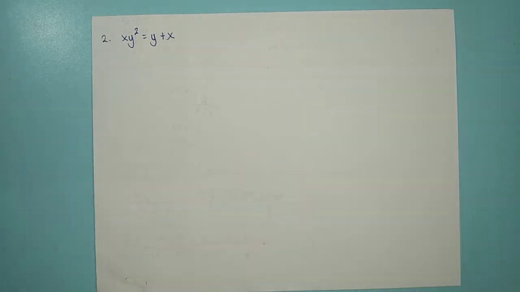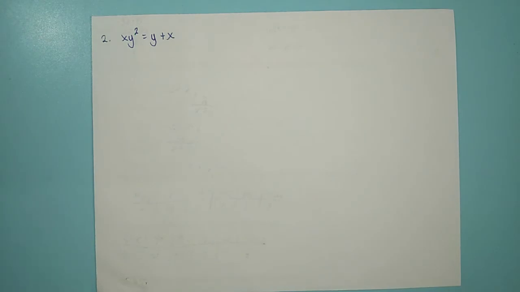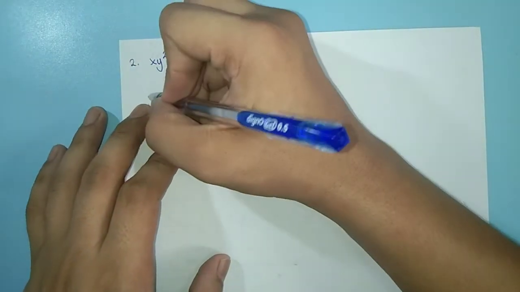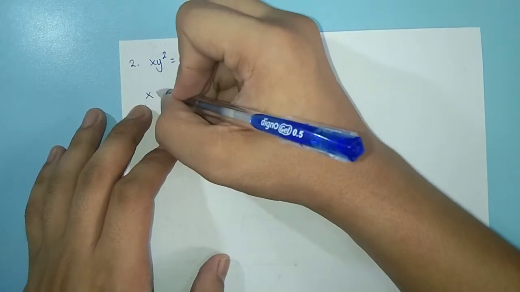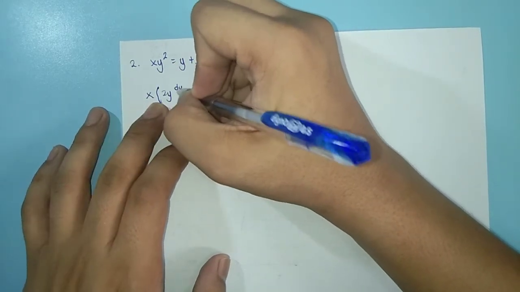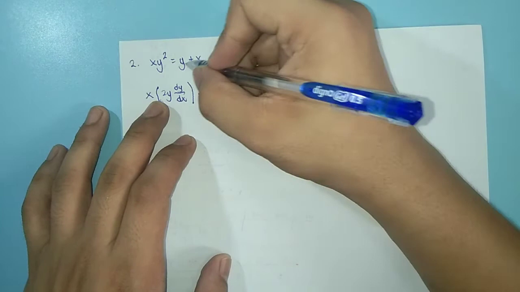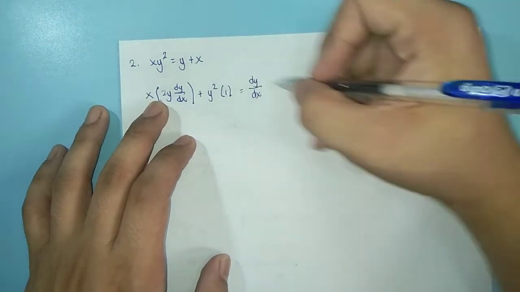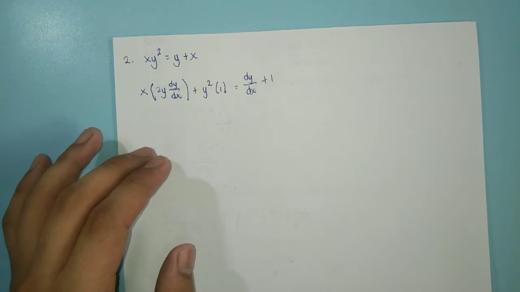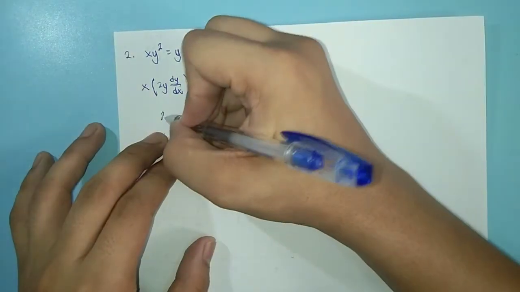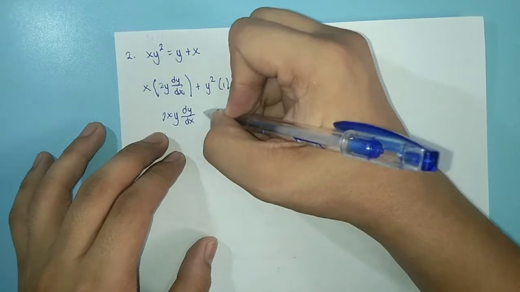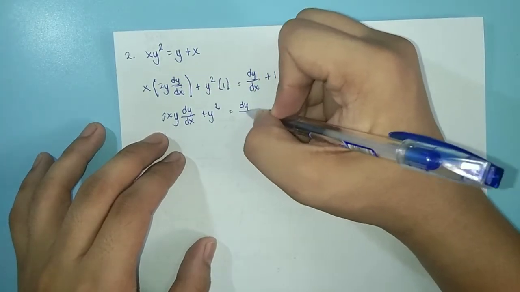For number 2, let's have xy squared equals y plus x. Find the differential of y. So dito, ganun lang din. Implicit differentiation lang siya. So eto product yan, no? So x derivative ng y squared, that is 2y, 2y dy over dx plus y squared derivative ng x, that is 1, equals derivative ng y, that is dy over dx, derivative ng x, that is 1. Then ayusin natin. So 2xy dy over dx plus y squared equals dy over dx plus 1.